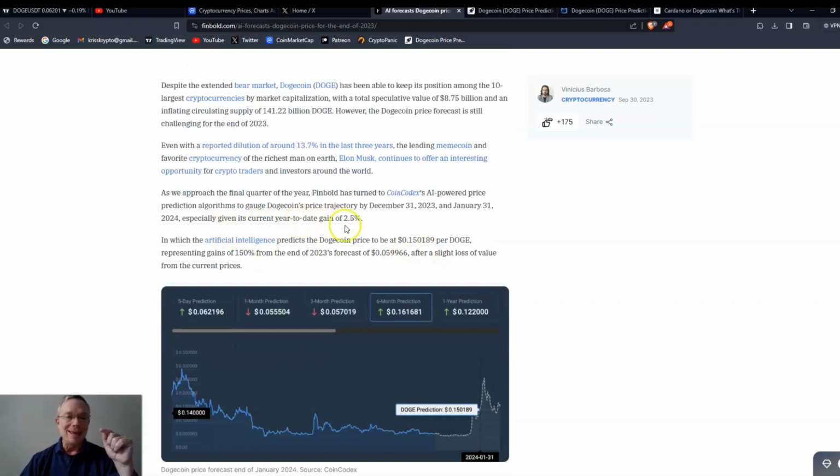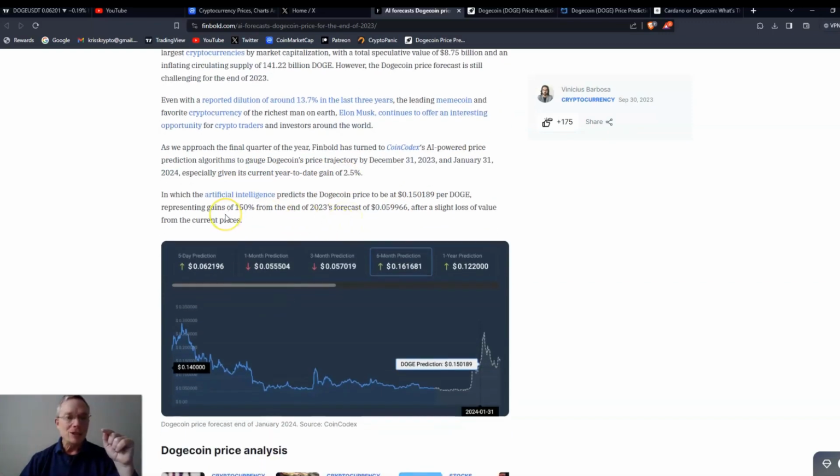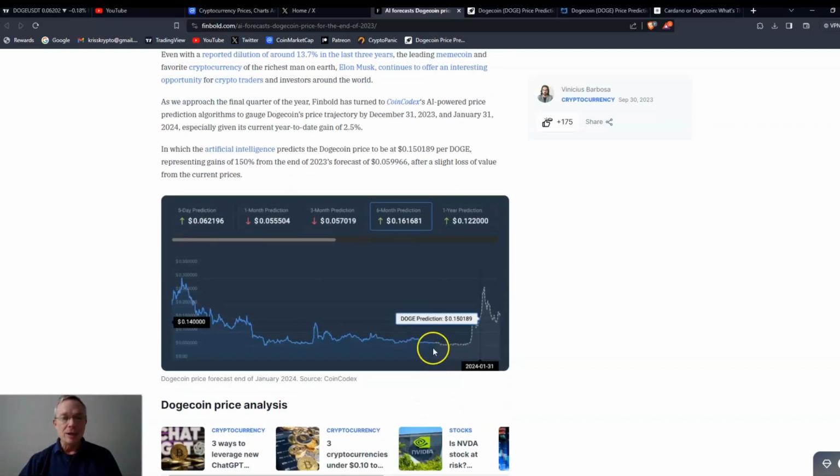Especially given its current year-to-date gain of just about 2.5%, the artificial intelligence predicts that Dogecoin's price will be 15 cents per Doge, representing gains of 150% from the end of 2023's forecast, which was 5.9 cents originally. Now they're saying 15 cents. But there will be a slight loss of value from current prices. And here's their little chart predicting that Doge will most likely have a dip sometime in October, but then go on a nice run at the end of the year, being at 15 cents and maybe a continuing pump up into January of 2024. So that's their price prediction.